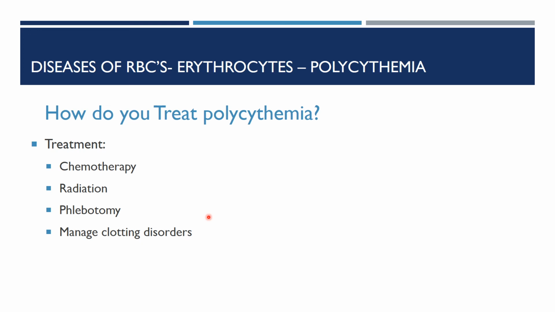Okay. Phlebotomy would be removal of blood, and then we have to manage clotting disorders. So as you recall, during polycythemia, we get slowing down of the blood, and so this gives clotting proteins more of an opportunity to become concentrated in a little area, and so we would want to remove the clotting proteins and prevent them from acting. So, well, that's it for disorders of red blood cells. Until next time.